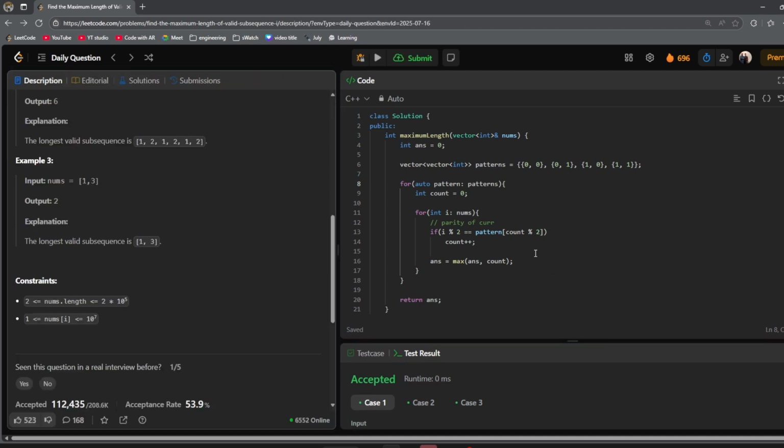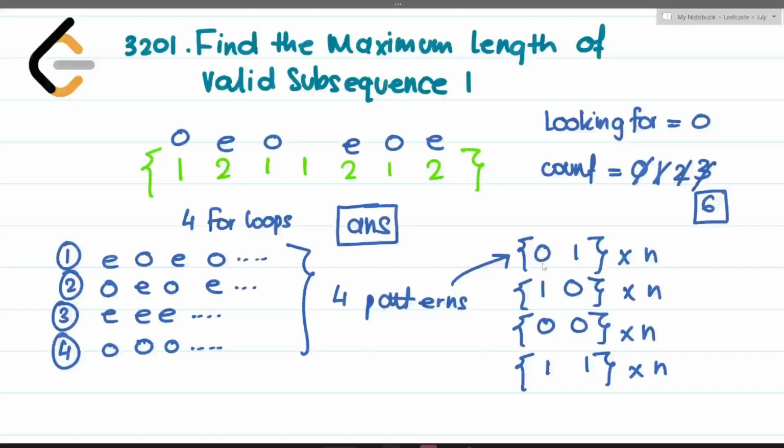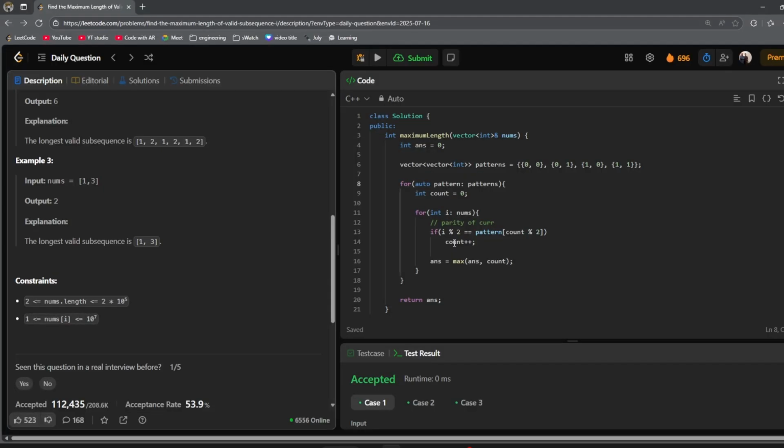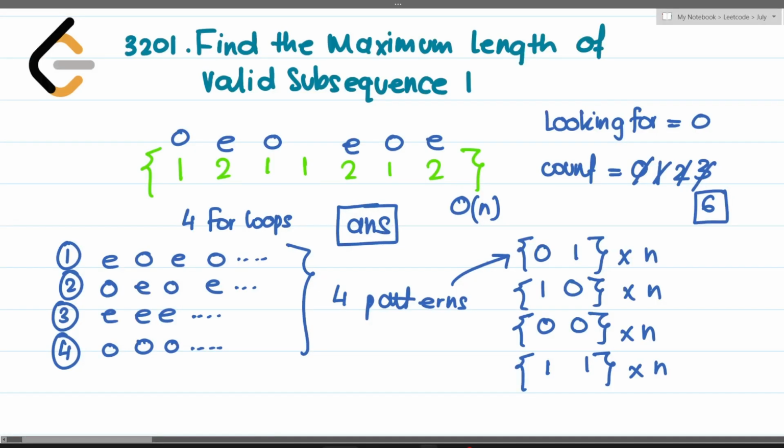Perfect, right? And now if we look at the time and space complexity, we already know that the time complexity is very clearly O of n, right? And the space complexity, if we observe, we have taken a constant space in order to store the patterns. It has no relationship with what the input size is. And other than that, we are just taking this count variable, and that's it. So the space complexity is O of 1. We are taking constant space, right?